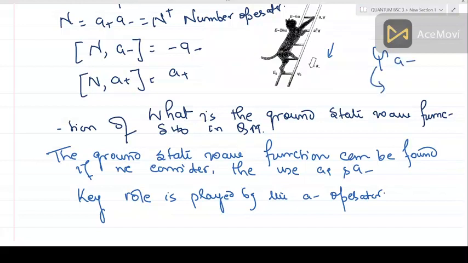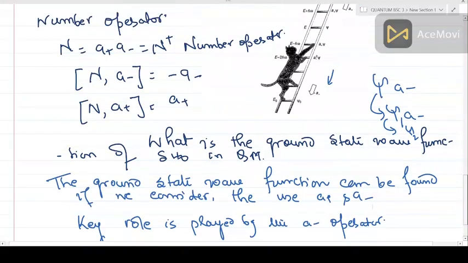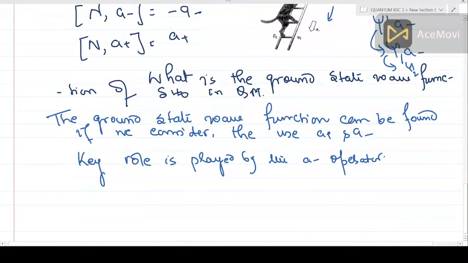If you are in a state psi and you apply A minus, you will go to a state psi 1, which is less in energy than psi. Again you apply A minus to psi 1, then it will take you to psi 2. This means you are on a ladder and you are getting down. There will be a limit. There will be a state which is the zero state from where you started climbing the ladder.